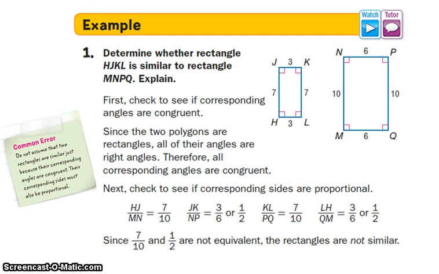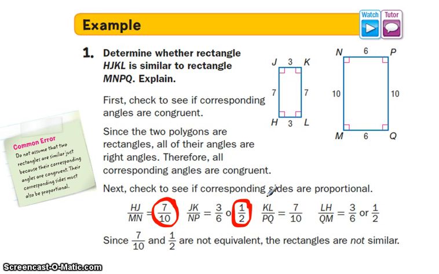Let's look at an example here. Example 1. Determine whether rectangle HJKL is similar to rectangle MNPQ, and then explain. Let's take a look at our angles first, because we know they have to be the same. All four are 90, all four are 90 here. So we can move on to the next step, which is to check the sides. Let's see what corresponds here. If we look at our similar statement up here, we know that HJ corresponds with MN. So HJ, which is right here, corresponds with NM. That gives us a fraction of 7/10. Let's check another side. Let's do JK, and that corresponds with NP. Now that gives us a fraction of 3/6, which reduces to 1/2.